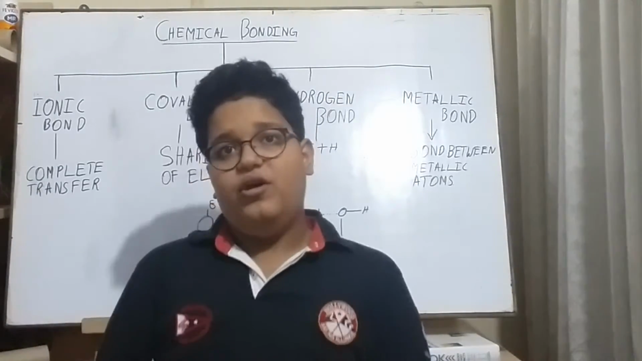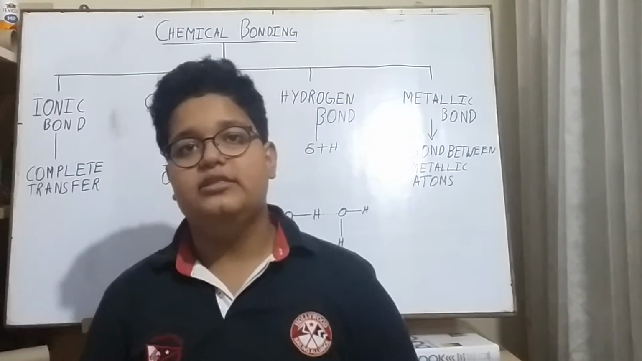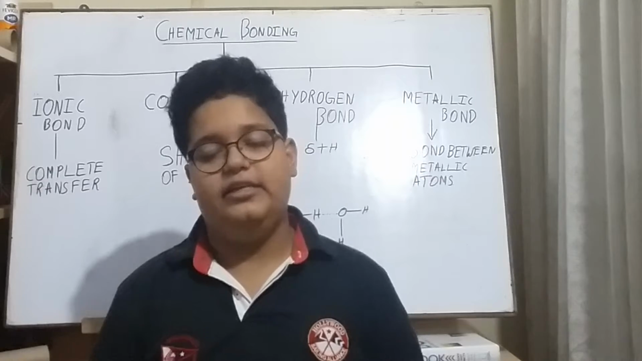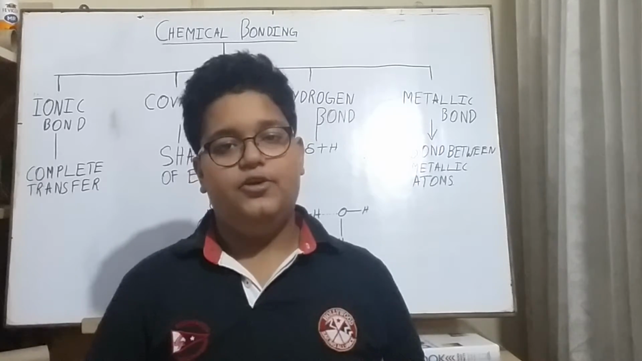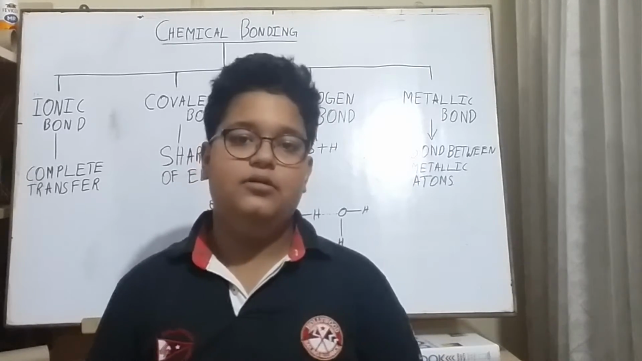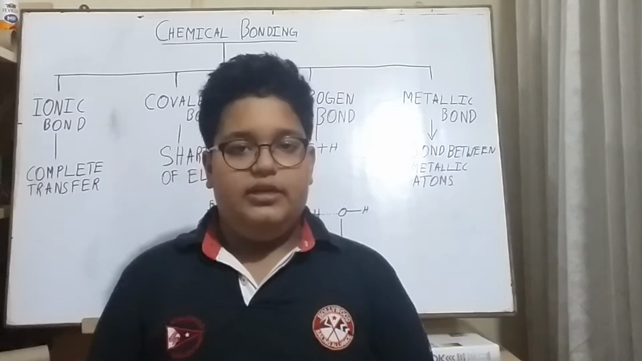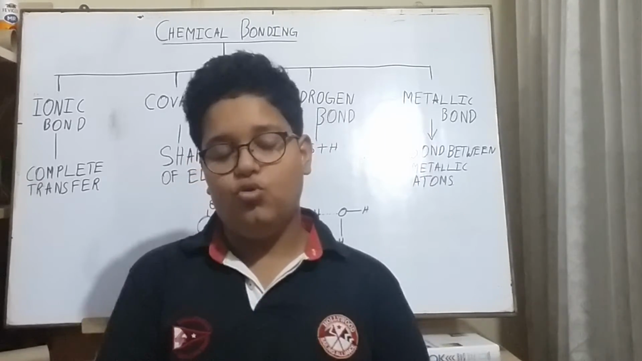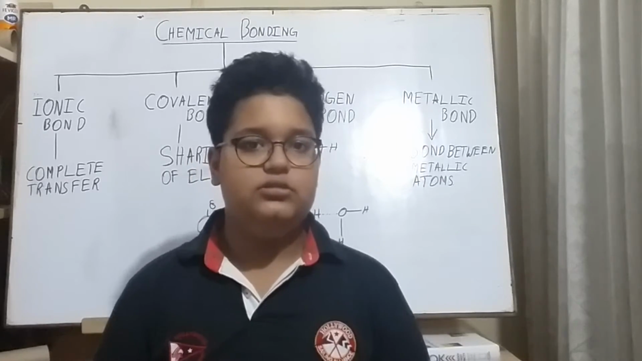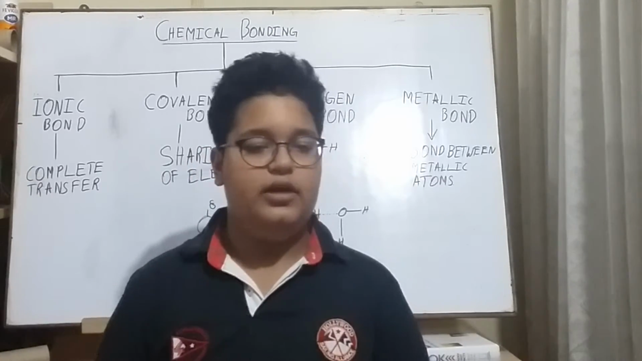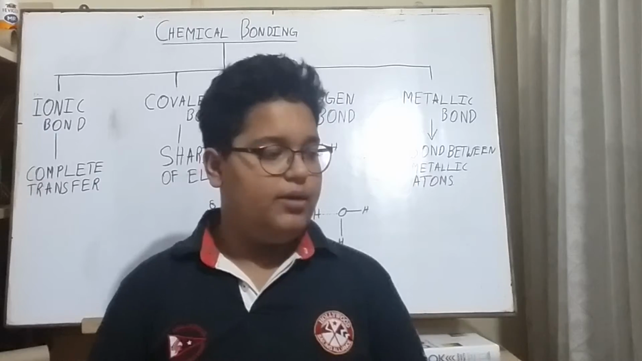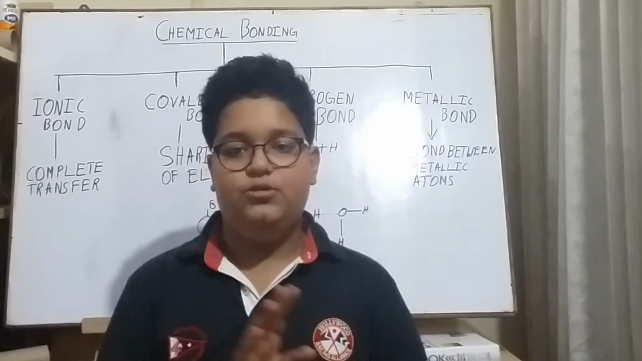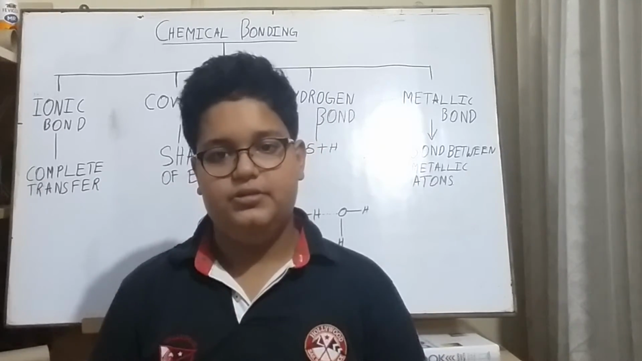The metallic bond is not yet covered in my syllabus this year. Probably in my next videos I'll be telling that to you, but the minimum that I know about the metallic bond is that it takes place between 2 metallic ions, for example iron and iron. So the metallic bond takes place between 2 metallic compounds.